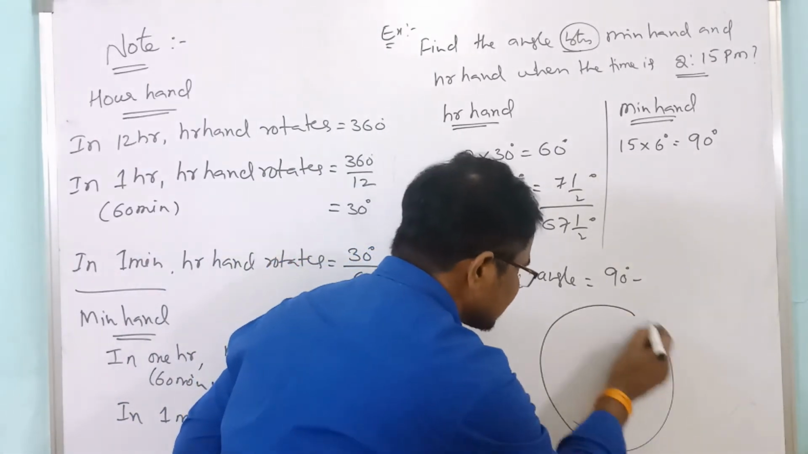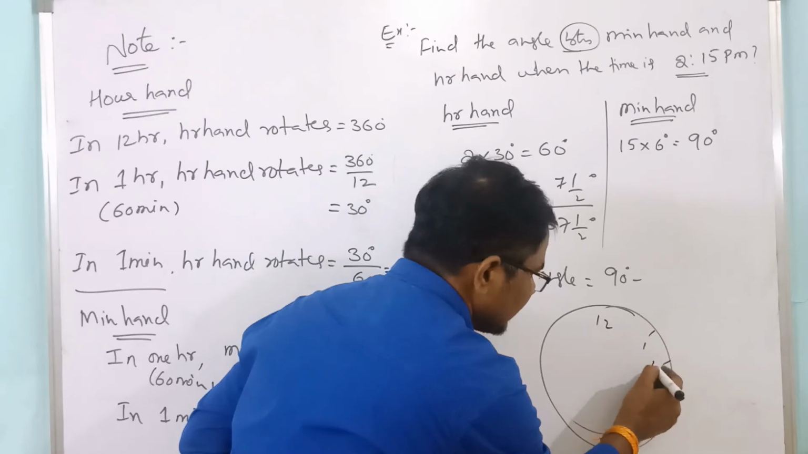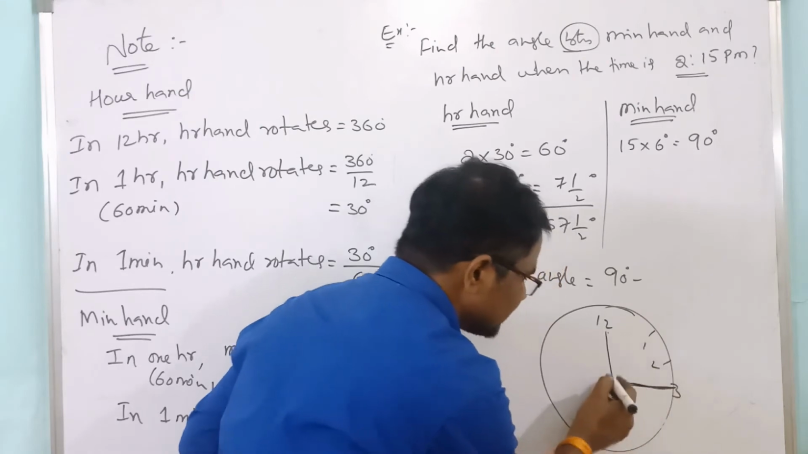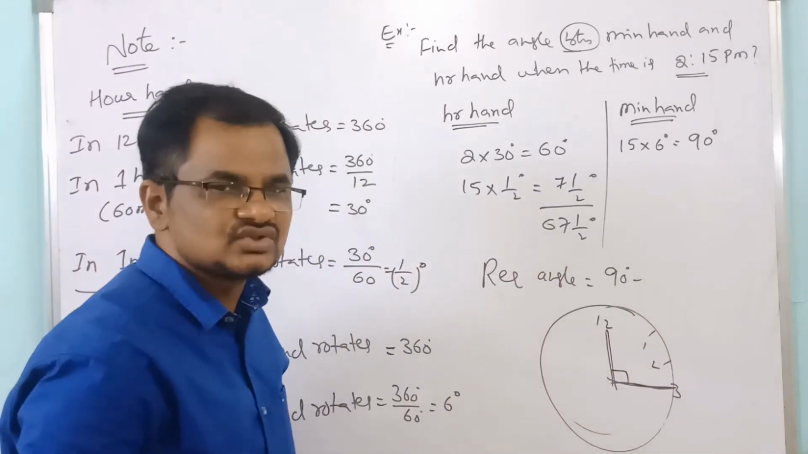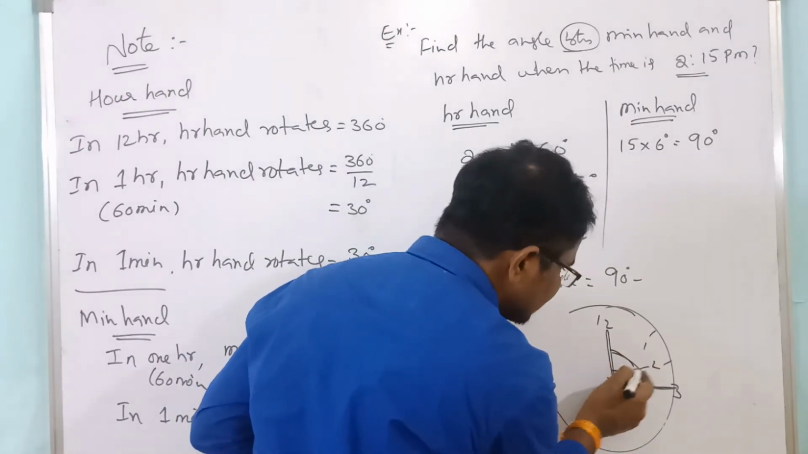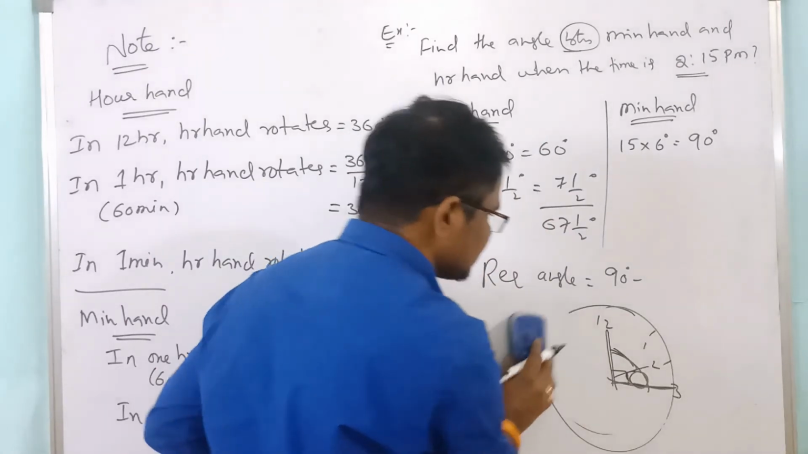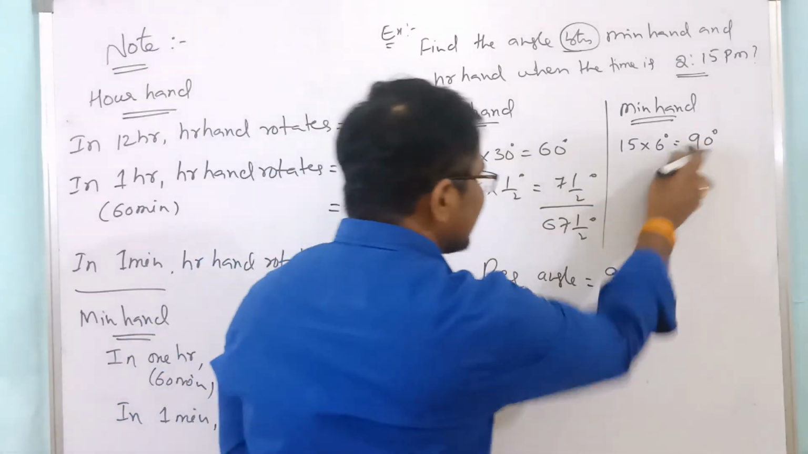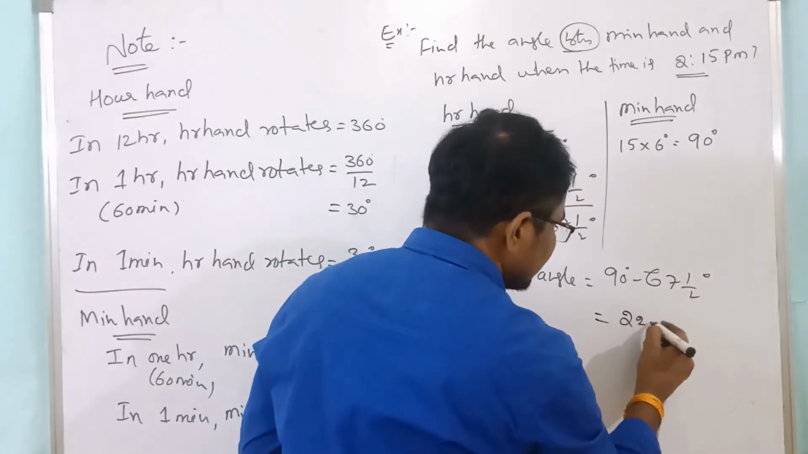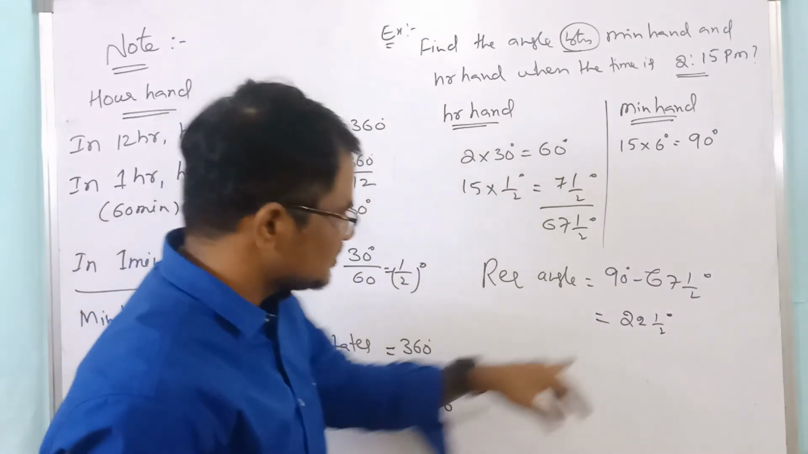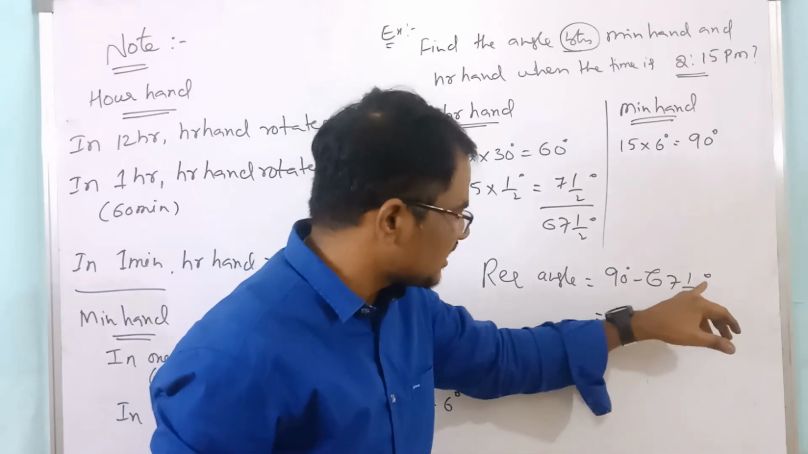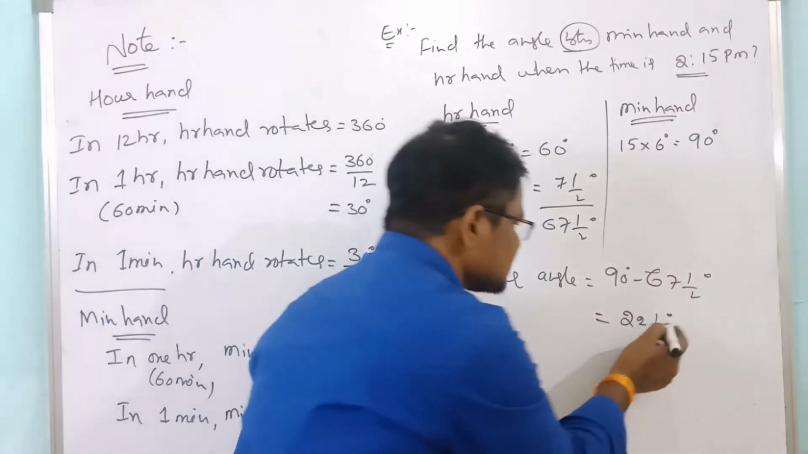If you take this as a clock, 12, 1, here 2, here 3 is there. Means the minute hand starts here, and it completes 15 minutes, exactly how many degrees? 90 degrees only. So 90 degrees minus, here the hour hand is at 67 and a half degrees. So 90 minus 67 and a half degrees is equal to what? 22 and a half degrees, or 22.5, right? So 67 plus 22 is 89, plus half, 90, right? So this is our required angle.